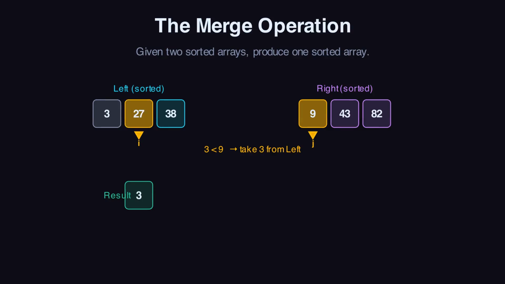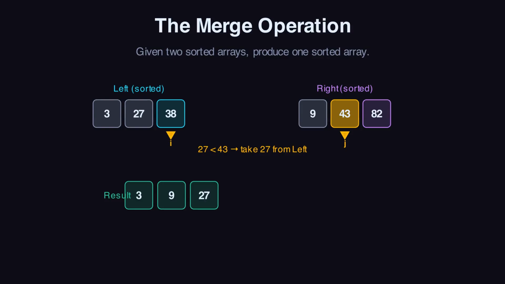3 is smaller, so we take 3 and advance I. Second comparison. Left at I is now 27. Right at J is still 9. 9 is smaller, so we take 9 and advance J.